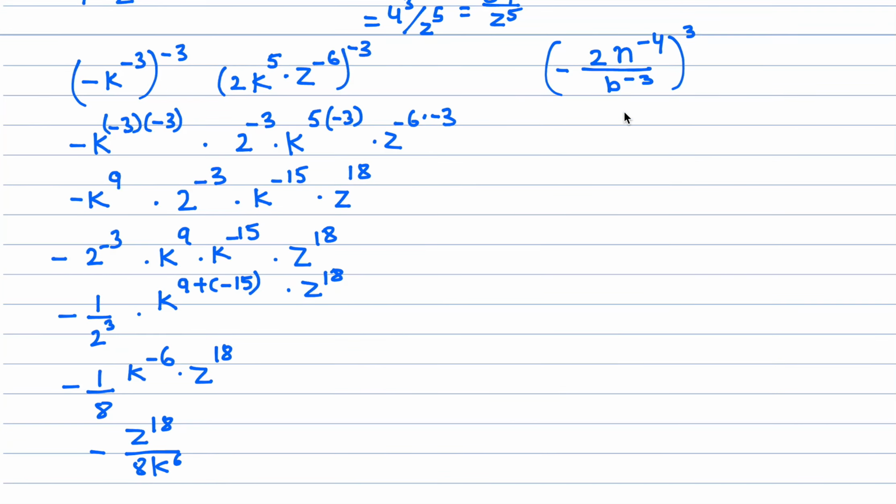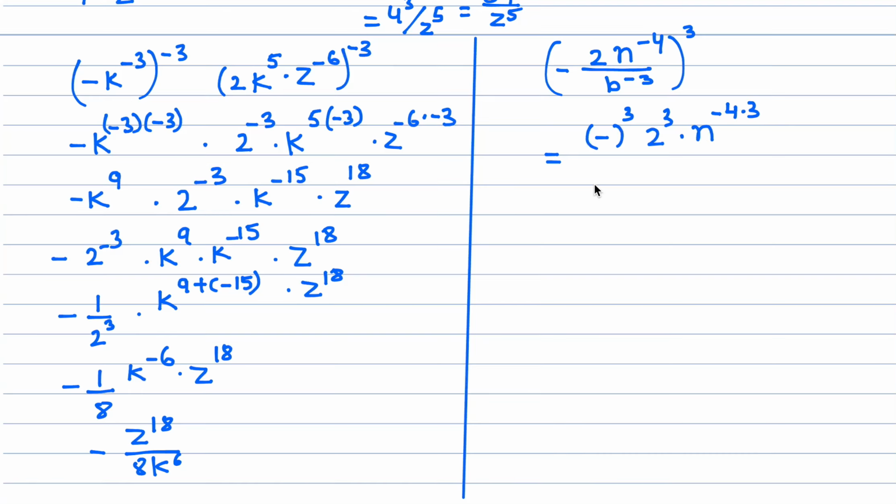Now this is our next question. First I have an overall power, right? Every 2 is different, n is different, b is different, so nothing can be done. But one important thing in this question is that this negative sign will also have the power cube. This is really important. Whenever we are giving power to every number, don't forget to give it to the sign. So this will be 2 cubed times n to the power negative 4.